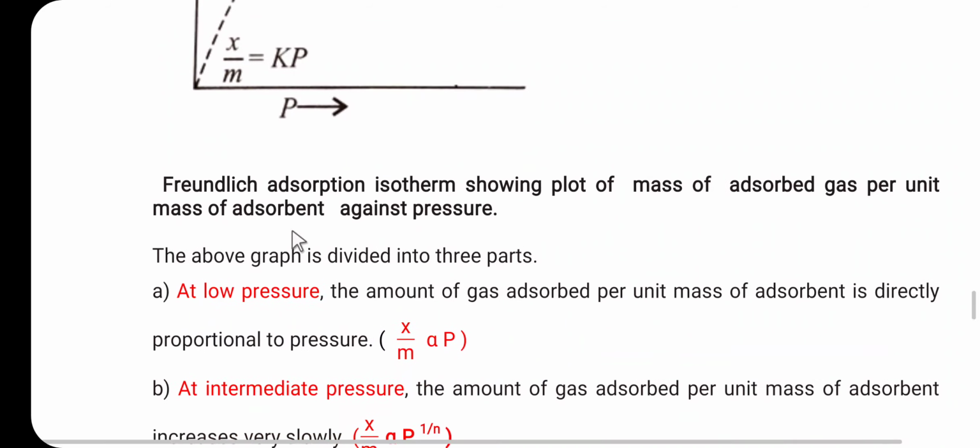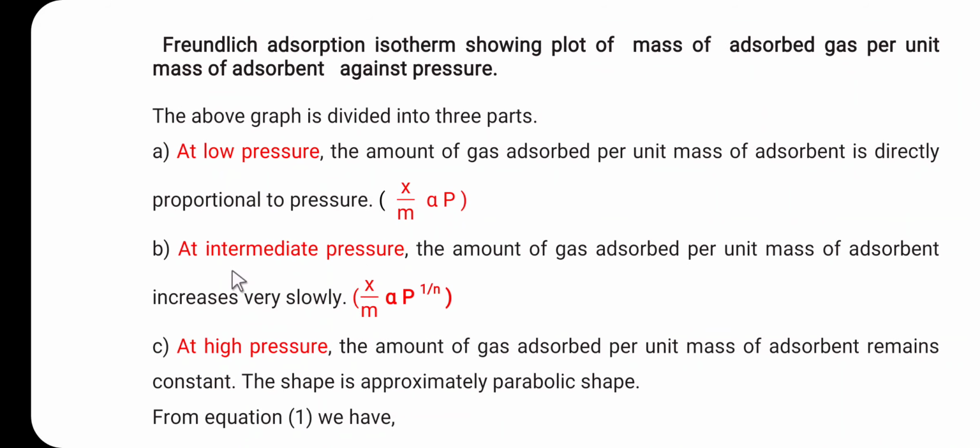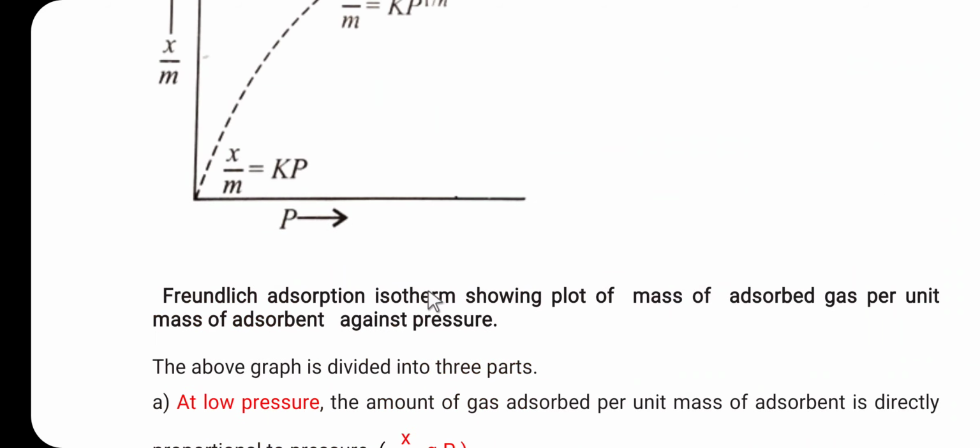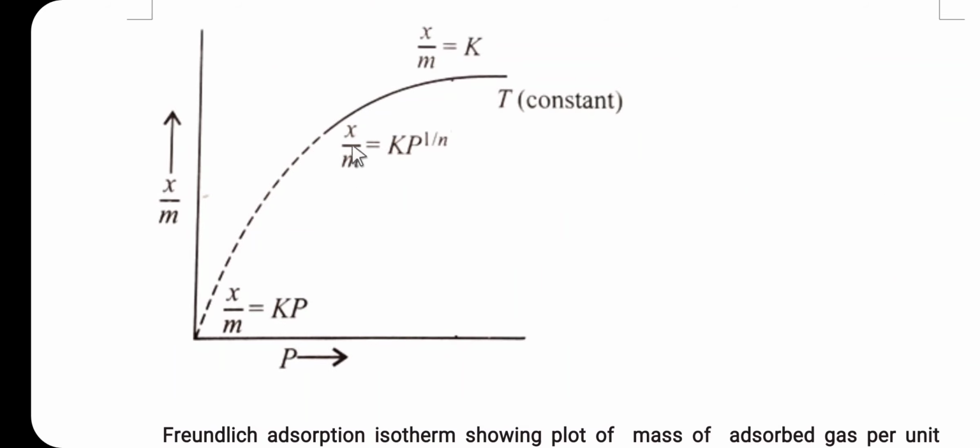Number 2, at intermediate pressure, the amount of the gas adsorbed per unit mass of the adsorbent increases very slowly, and here we can say that x by m is directly proportional to p raised to 1 upon n. So at moderate or intermediate pressure, this can be written as x by m is equal to k into p raised to 1 upon n, where k is the constant.